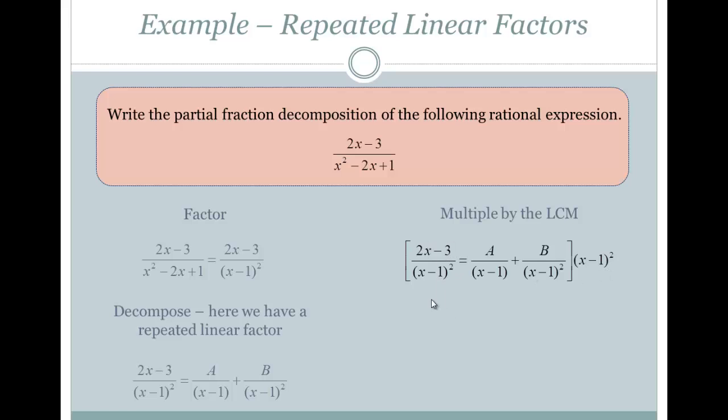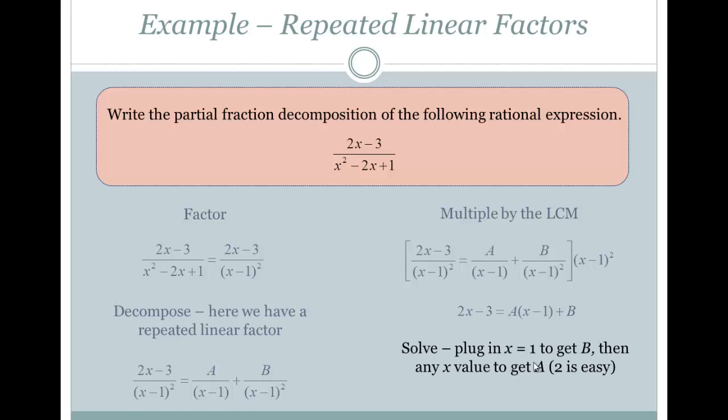On the left-hand side, I'm just going to get 2x minus 3. I'm going to get a times x minus 1 plus b. And what you should see here is that to find b, it's real easy. To find b, just plug in x equal to 1. Then I can plug in any value to get the value of a once I get the value of b. If I plug in the value of 1 to get b, this term goes away, and I should get that b is equal to negative 1.